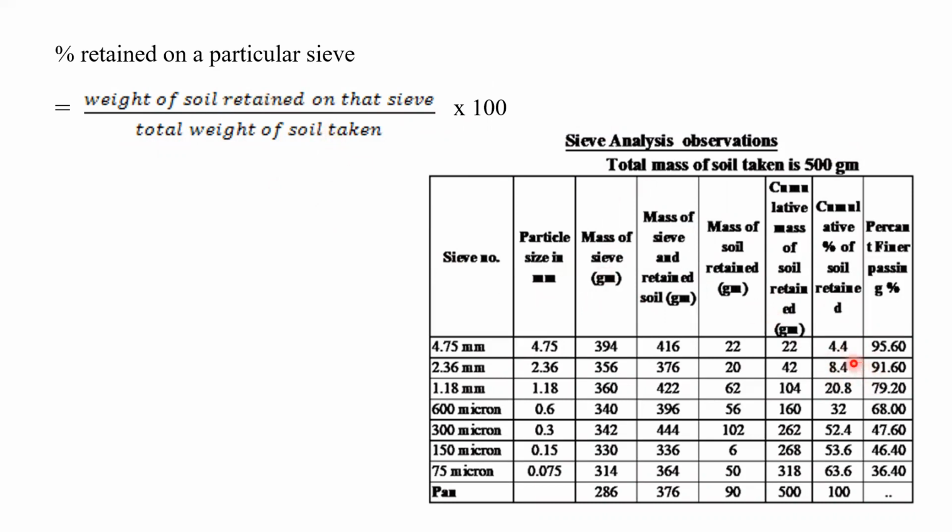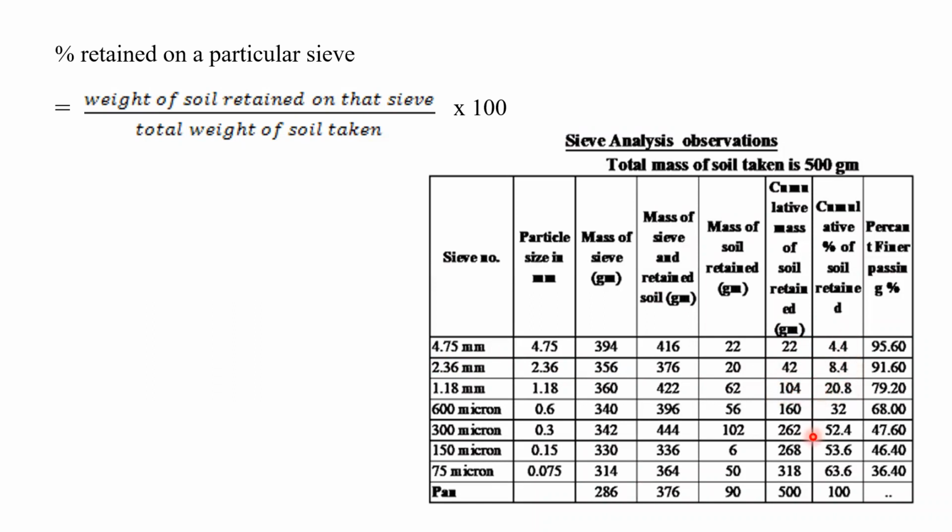Here also, suppose you want to find the cumulative percent retained on these sieves. So this 42 divided by the total weight of the soil times 100, you will get this value. Similarly, in the first case, 22 divided by 500 times 100, we shall get this cumulative percentage. Likewise, we shall get it for each sieve. So for 42 cumulative, this will be the cumulative percentage, and for 104 total cumulative retention, we shall get this percentage.